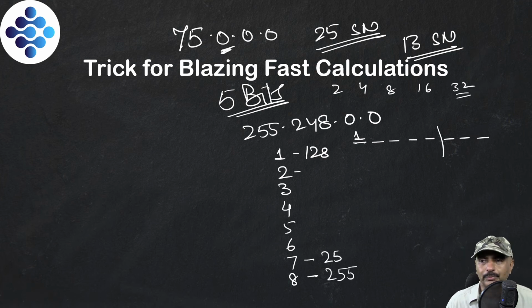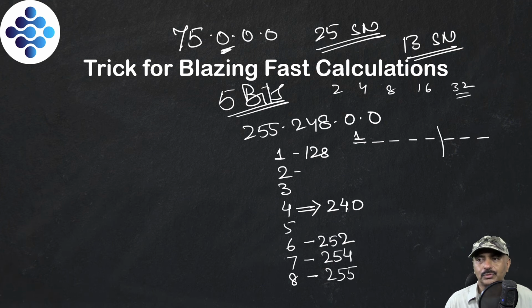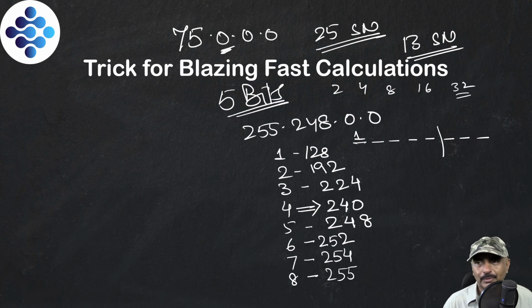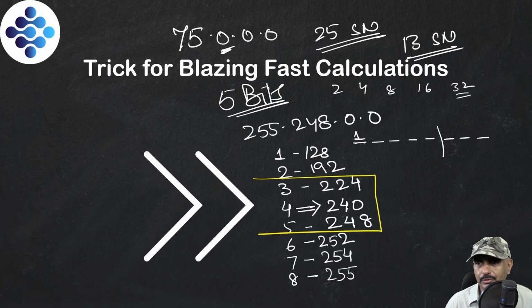7 bits, you know it is 254. Even 6 bits, that also you know it is 252, 2 less. Remember this. This is like a center number. It is 240. So 1 less is 224, and 1 more is 248, and this is 192. So if you remember this part, just this portion is to be remembered. The rest of them are easy to calculate.